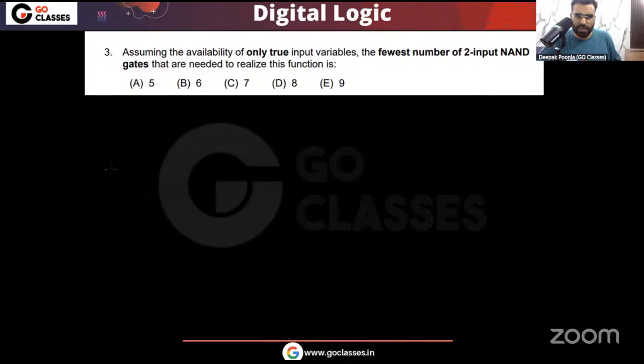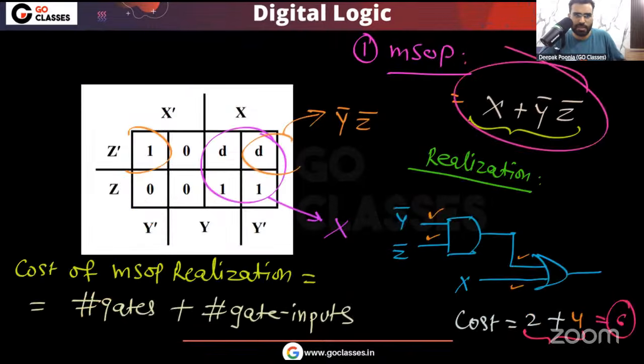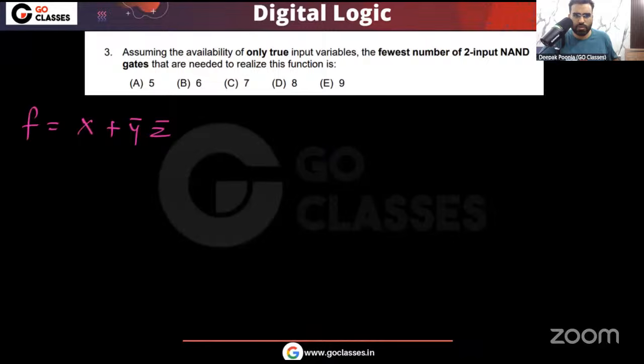The expression we have already found for the function. What was the expression? The expression was X or Y bar Z bar, correct? This expression we have already found from the given K map. So we have this expression, X or Y bar Z bar. Now you can see this is a SOP expression. This is the minimal SOP expression.